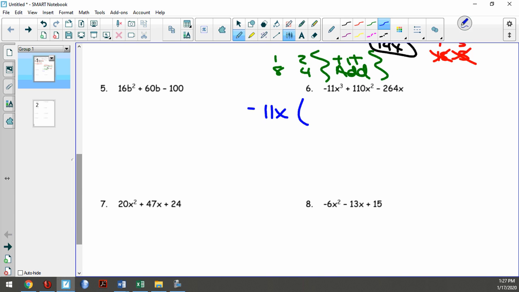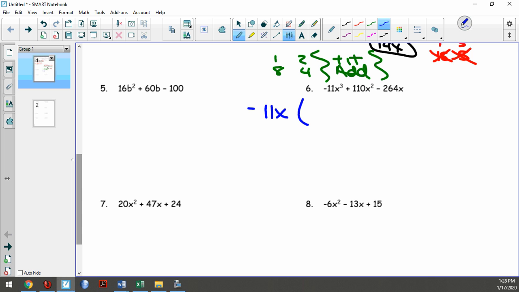So if I pull out a negative 11x, remember on our first worksheet, we either had 1 or negative 1, and every time there's a negative 1, we pulled out a negative 1. But we want that to turn into an x squared. So when we pull out 11x, it turns into an x squared. Okay? So we're going to pull out a negative 11x.